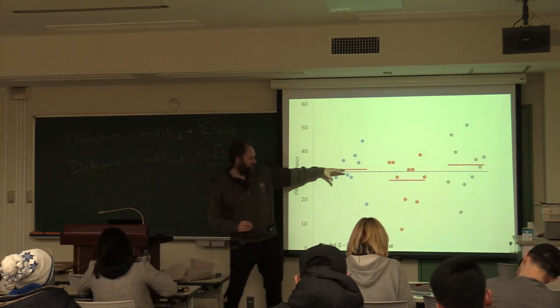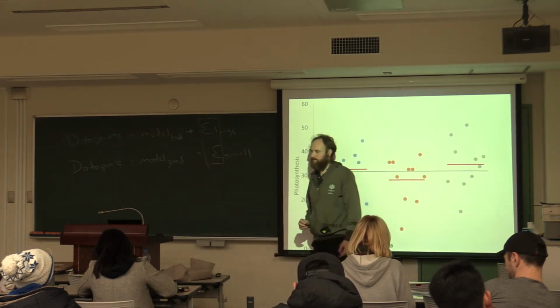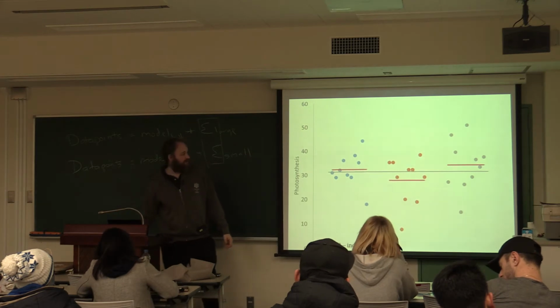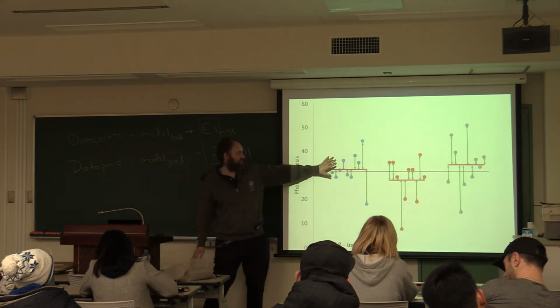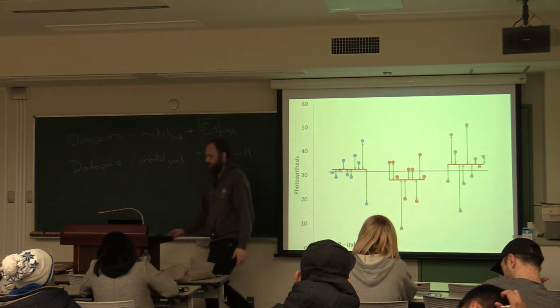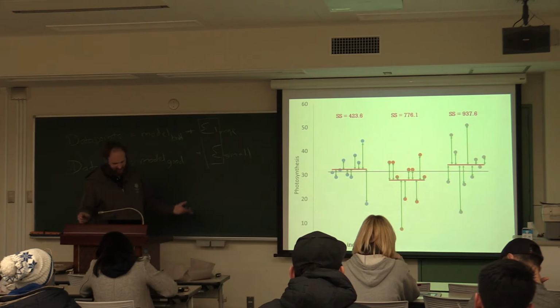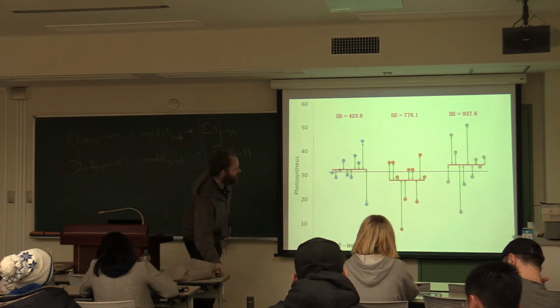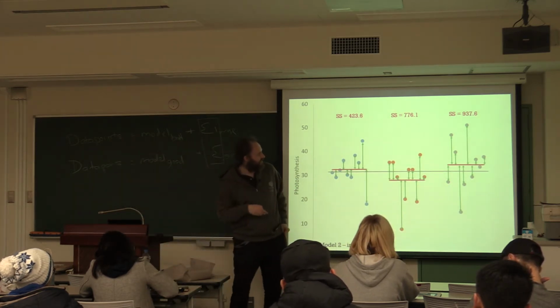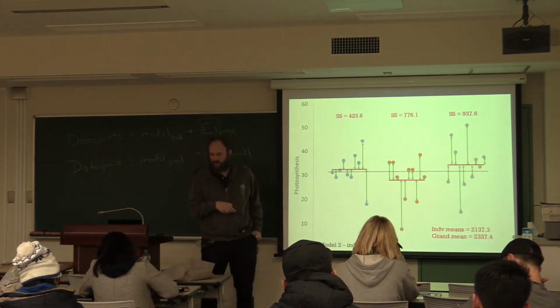Alternate hypothesis: the means are different. Here's the first mean, here's the second mean, here's the third mean. Calculate the sum of squares for each of these. Sum of squares for this, for this, for this. That gives you these values up here, and if you add those together, it's going to give you 2137.